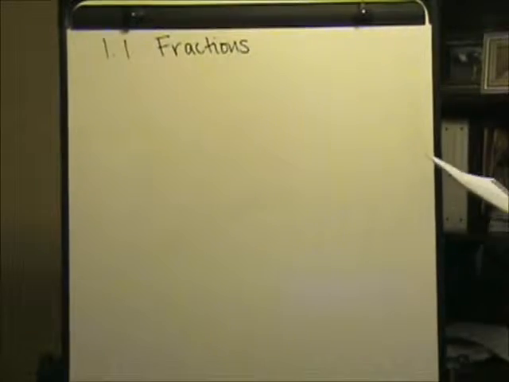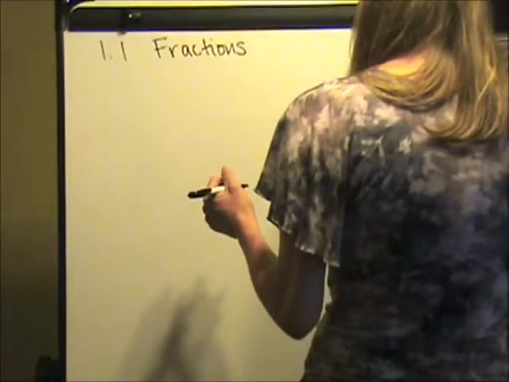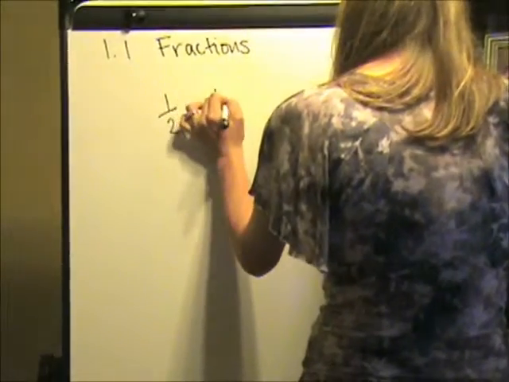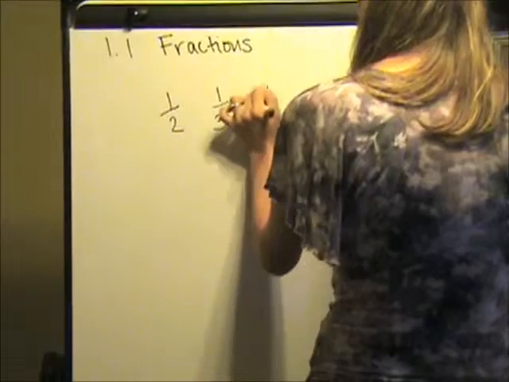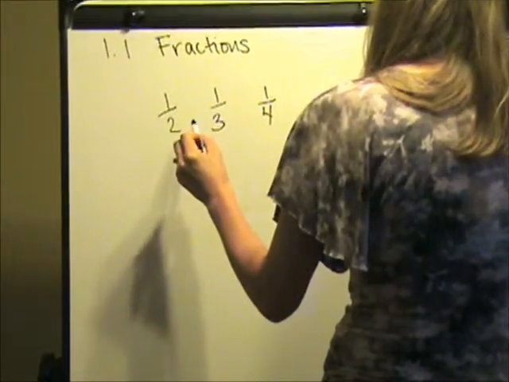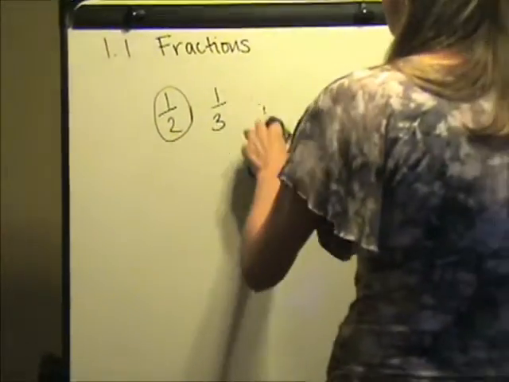So if we take a look at the problem set, it's located on page 9. Number 1, circle the fraction with the highest value. We have 1 over 2, 1 over 3, and 1 over 4. So the smaller the denominator, the larger the value. So of course 1/2 is going to be the correct answer.